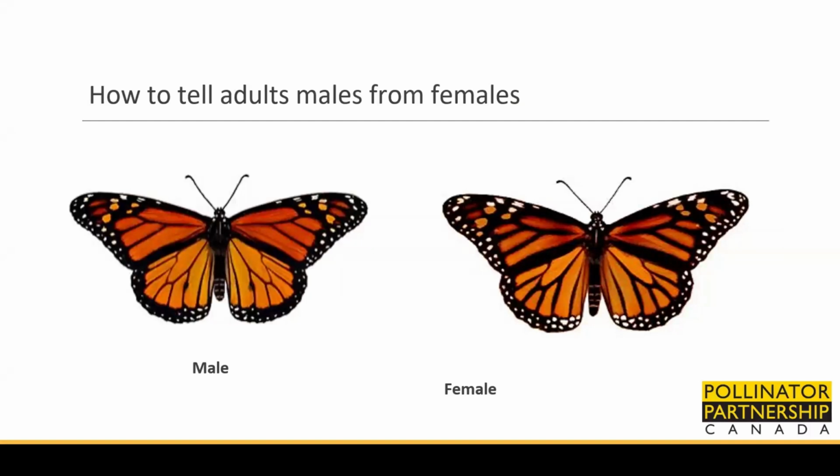The easier feature is to look for the male scent pouches. Monarch butterfly males have black patches on their hind wings. These are scent pouches that store the male pheromone, which attracts females. 2 black spots on the back wings, and it's a male.